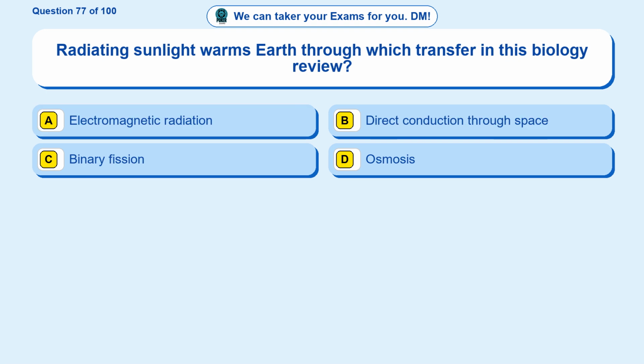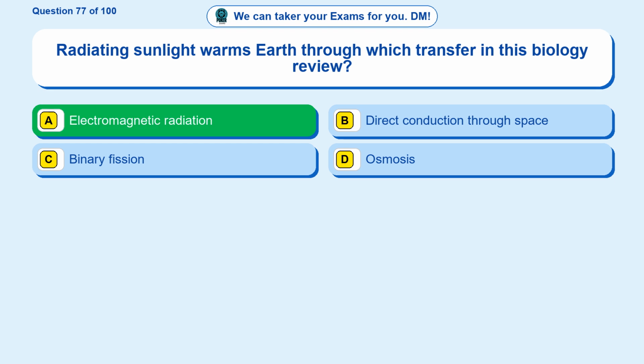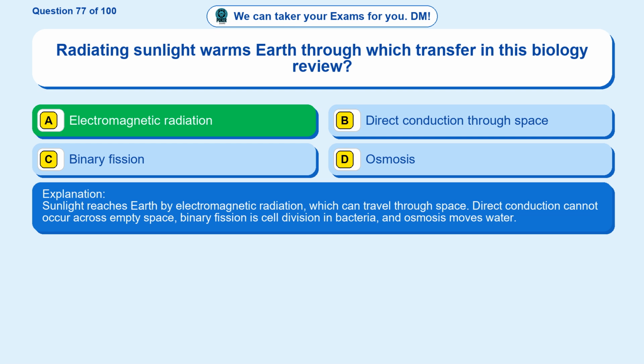Question 77. Radiating sunlight warms Earth through which transfer in this biology review? Option A, electromagnetic radiation. Option B, direct conduction through space. Option C, binary fission. Option D, osmosis. The correct answer is option A. Electromagnetic radiation. Sunlight reaches Earth by electromagnetic radiation, which can travel through space. Direct conduction cannot occur across empty space, binary fission is cell division in bacteria, and osmosis moves water.